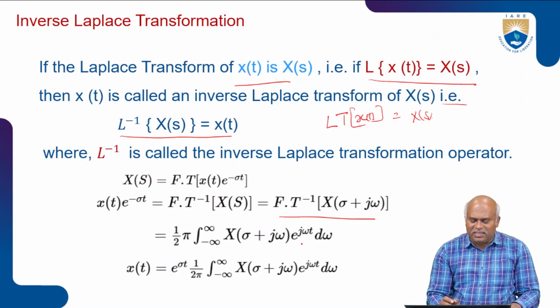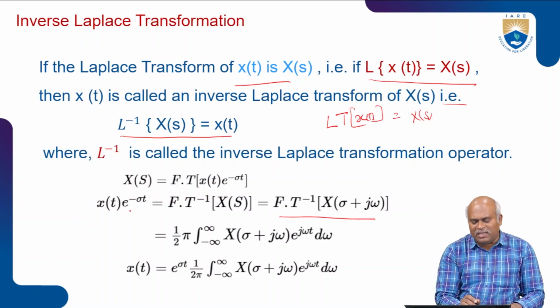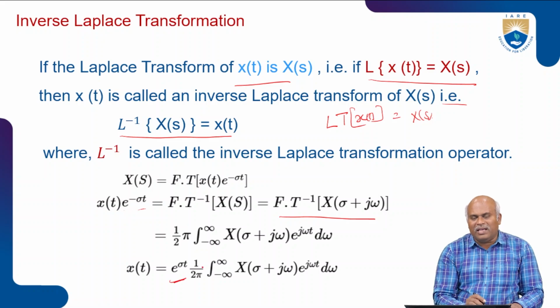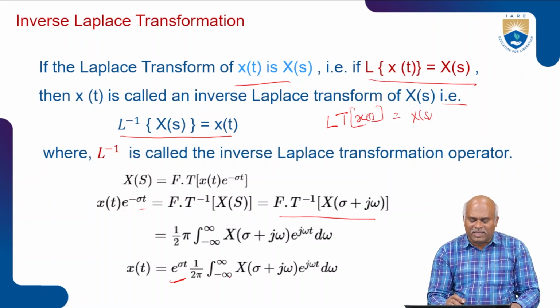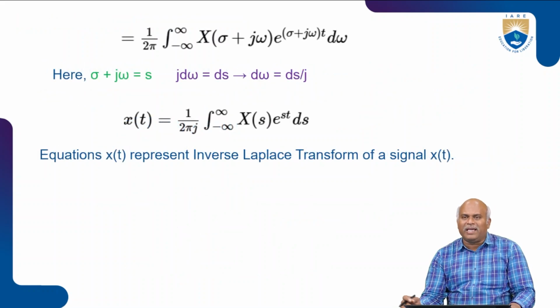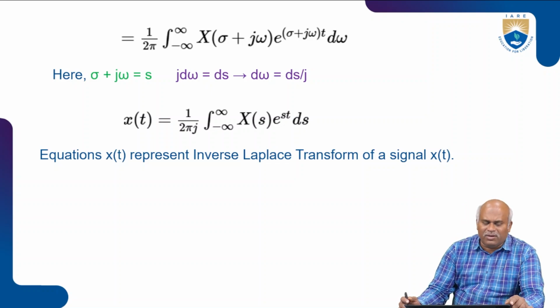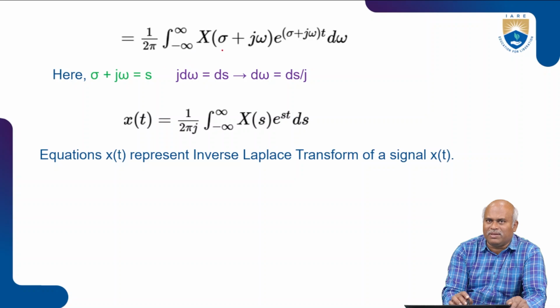Now in this case I take out the e power sigma t. Going from the left side to the right side, we get e power sigma t times 1 by 2 pi integration from minus infinity to plus infinity X(sigma plus j omega) into e power j omega t d omega. Now finally I conclude that x(t) in the inverse Laplace transform is equal to 1 by 2 pi integration from minus infinity to plus infinity X(sigma plus j omega) into e power (sigma plus j omega) t d omega.